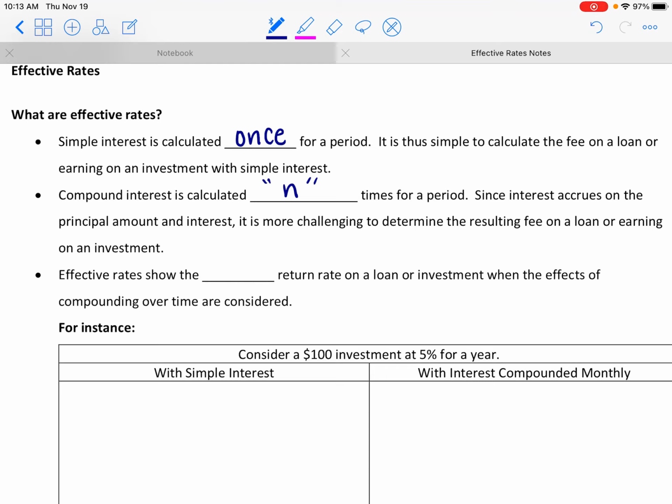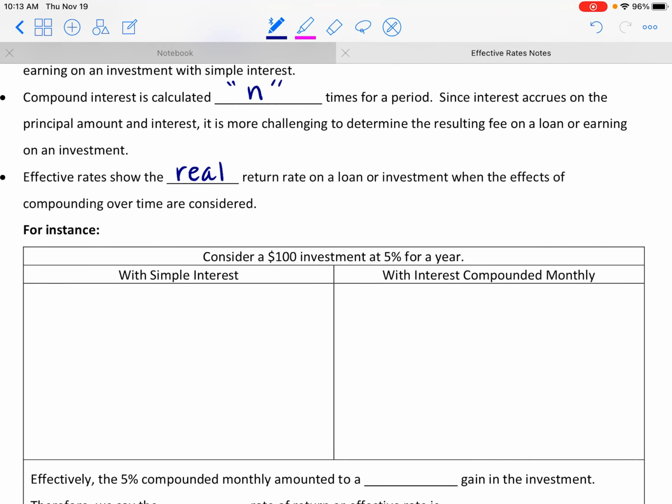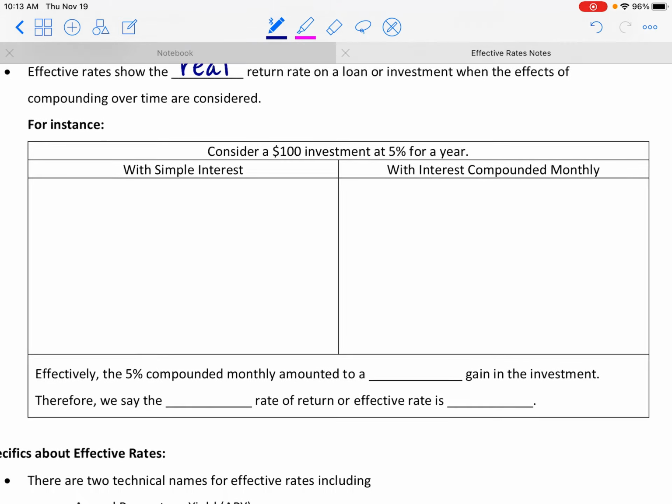So what an effective rate does is it shows the real rate of return on your loan, or on your fee on your loan or on your investment when you have compound interest. So if, for example, you have 5% compounded interest monthly, at the end of a year, what has actually happened? What's the actual overall percent gained on your investment or the percent charged on your loan? So we can sometimes call an effective rate a real rate of return. And actually calculating an effective rate is going to be pretty easy, but the concept is a little tricky. So let me try to explain this a little bit further.